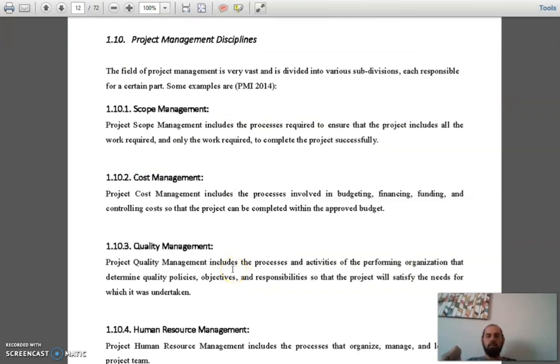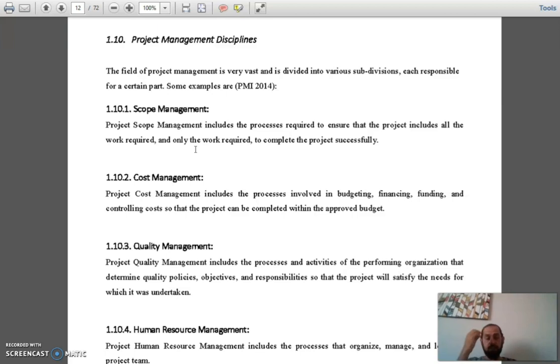Now we have the project management disciplines, or we call it project management knowledge areas. The field of project management is very vast and is divided into various subdivisions, each responsible for a certain part. Some examples are here. Let me tell you that in this topic, project management disciplines, we will have a report. I will give you the project requirements. I will send it to the e-learning, okay? And you are required to make a report.